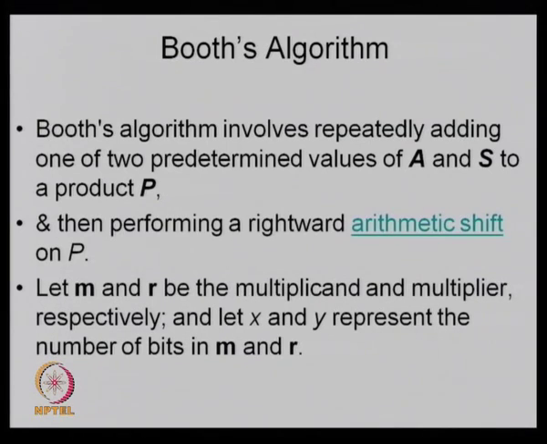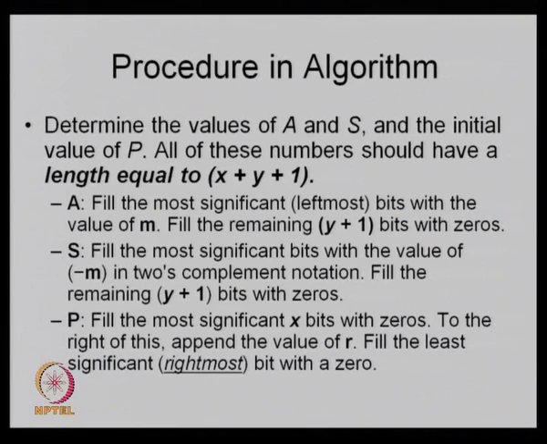Booth's algorithm involves repeatedly adding one or two predetermined values, A and S, to a product P and then performing a rightward arithmetic shift on P. Let us say M and R are the multiplicand and multiplier, and x and y represent the number of bits in M and R. So, the algorithm says determine the values of A and S and the initial value of P. All of these numbers should have a length equal to x plus y plus 1.